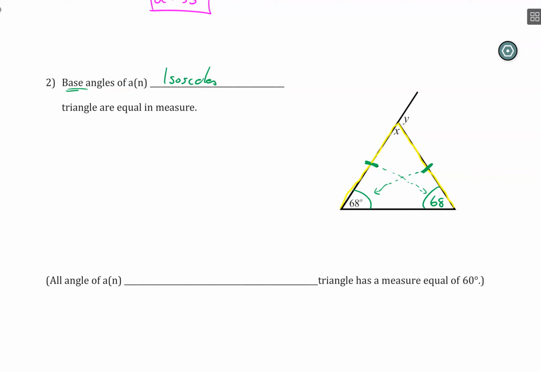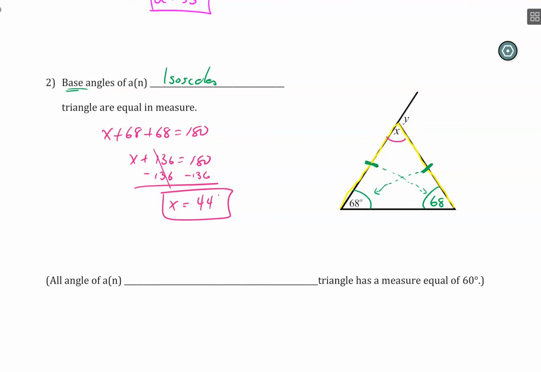So once I have that, now I have this triangle here, which we can find x with. So now I can say that x plus the two other angles within the triangle, 68 and 68, must all add up to 180. So if I combine like terms, 68 and 68 is 136. So now I can subtract 136 from both sides, and that gives me x to be 44 degrees. So now I have this piece.